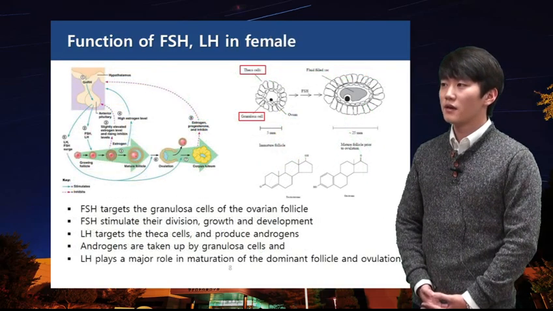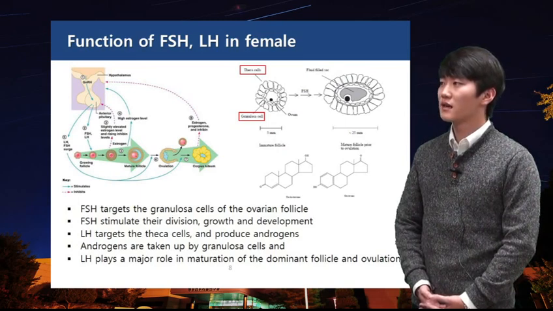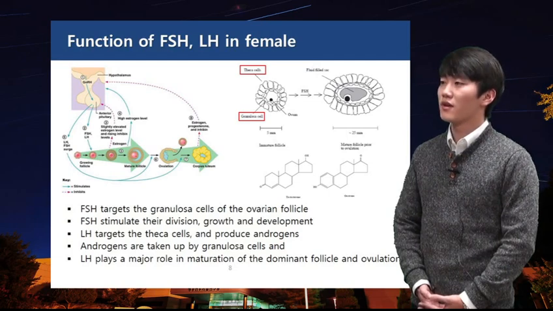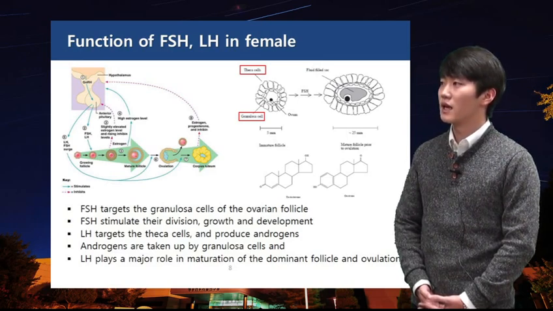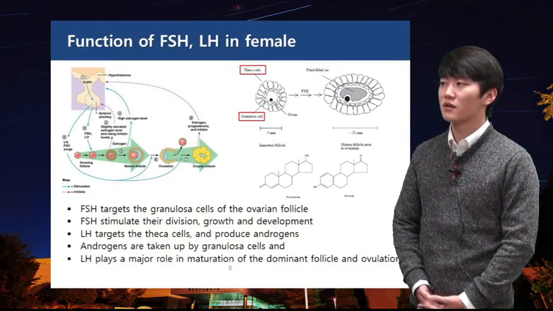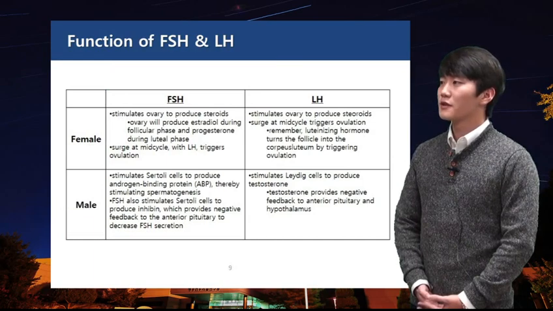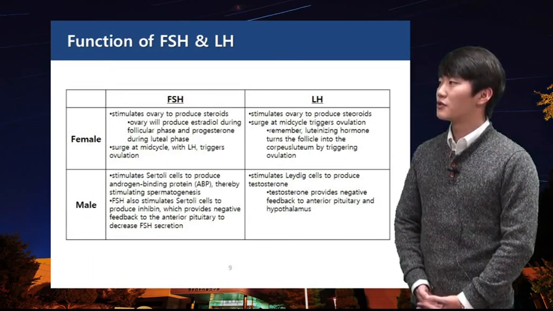In the female, FSH mainly targets the granulosa cells of the ovarian follicle. FSH stimulates their division, thus follicular growth and development. On the other hand, LH mainly targets the thecal cells and plays a major role in maturation of the dominant follicle and ovulation. This is the summary table of the function of FSH and LH.